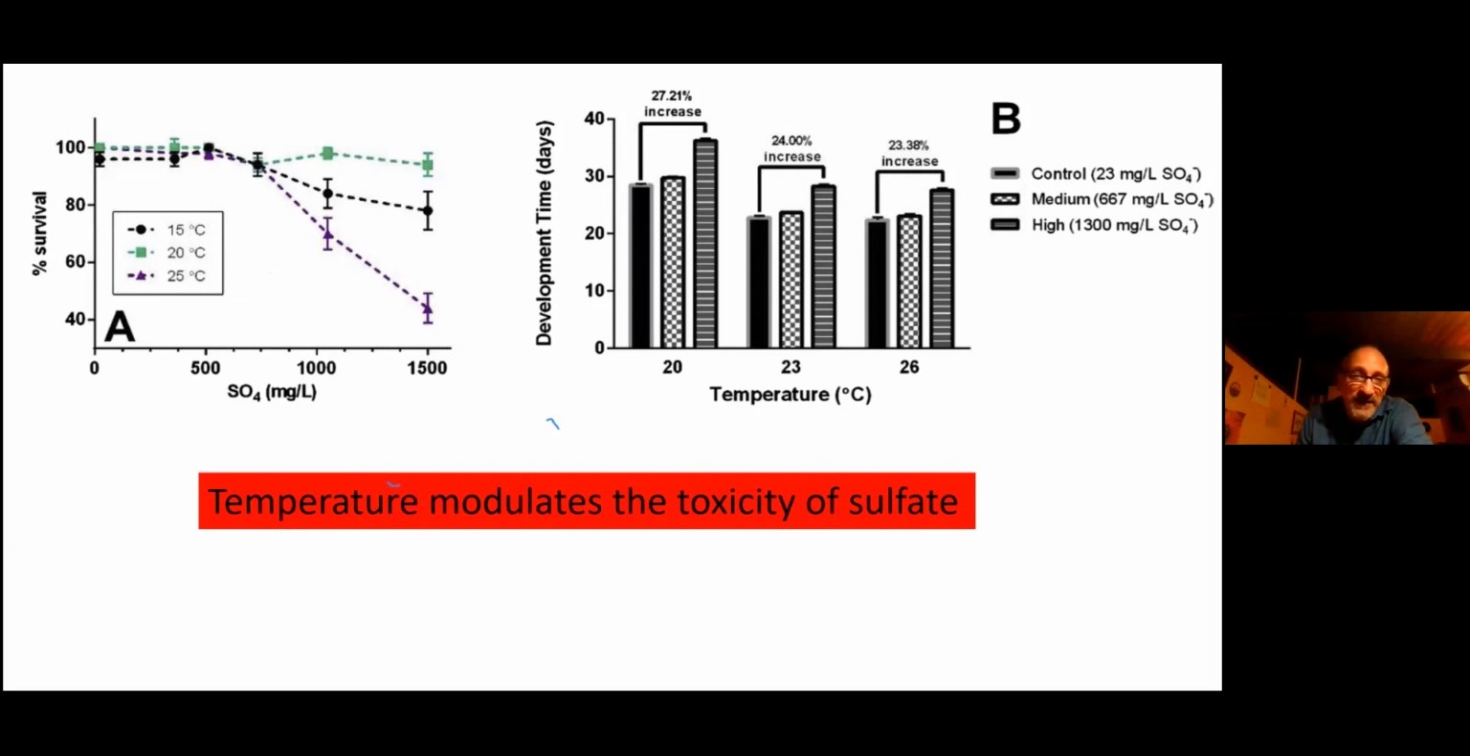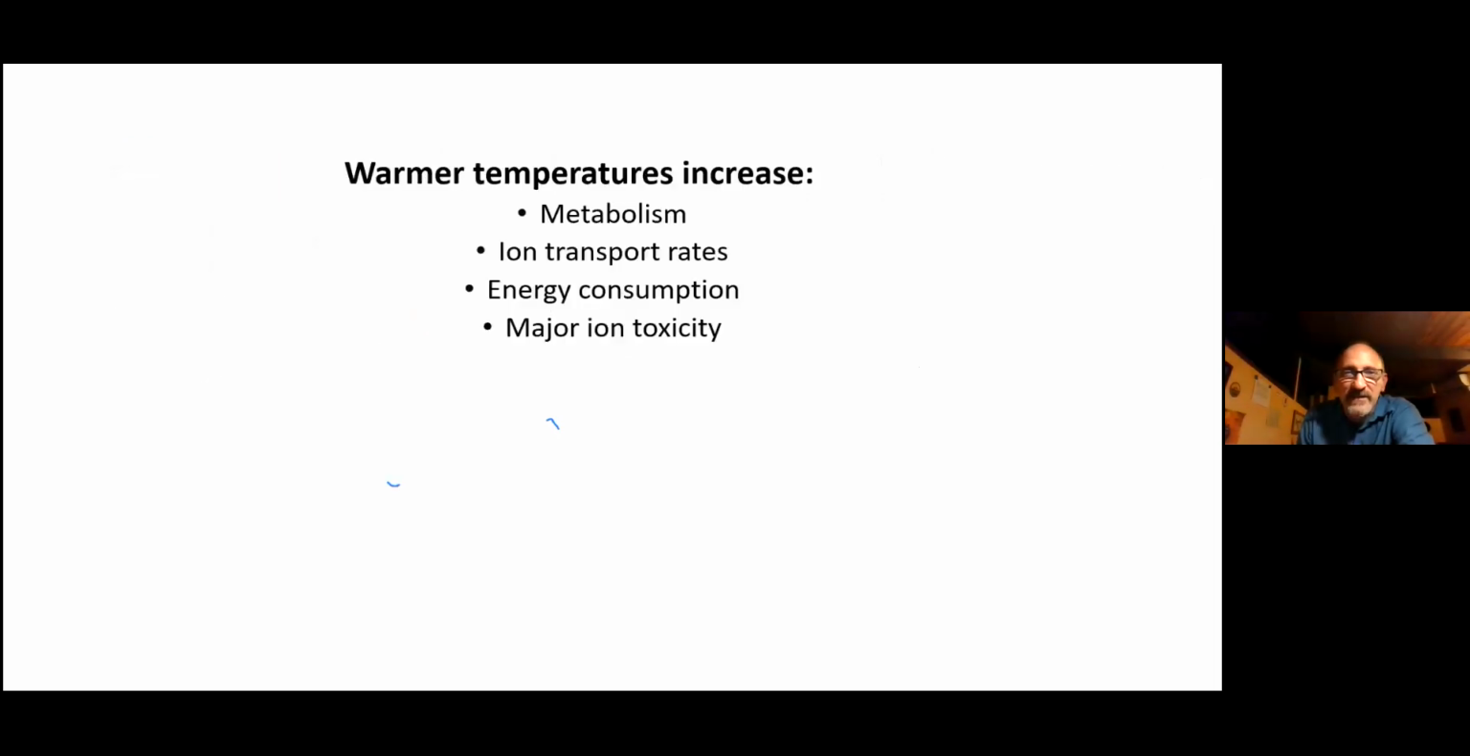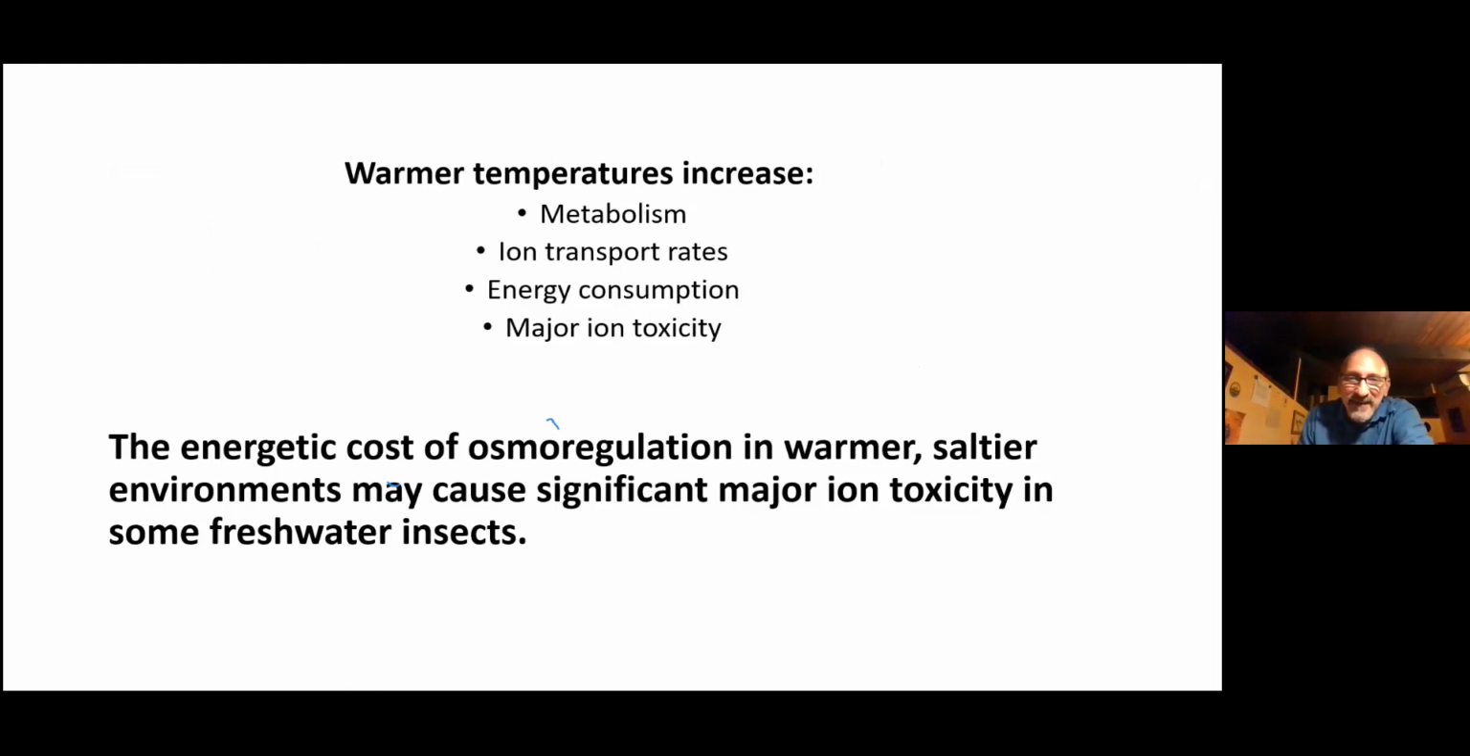So we see that temperature modulates the toxicity of sulfate, and I suspect it's going to modulate the toxicity of any other kind of major ion matrix. So we know that water temperature increases metabolism, ion transport, energy consumption, and major ion toxicity. We think that the energetic cost of osmoregulation in warm, saltier environments may cause significant major ion toxicity problems in some of these animals.